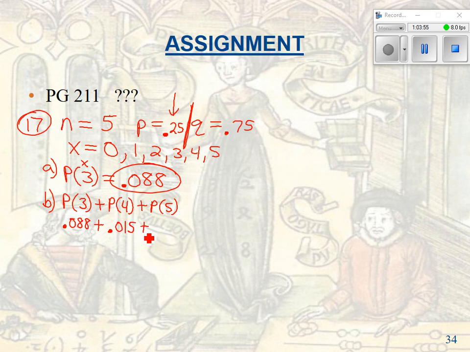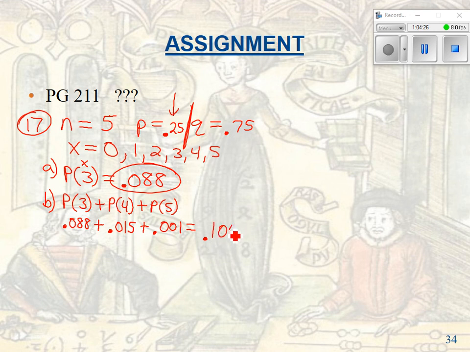Now, for 5, we're just going to step 1 down in there. And what's it say? 0.001. And what are we going to do with all 3 of those? Add them up. Somebody help us out. What'd you get? 0.103.